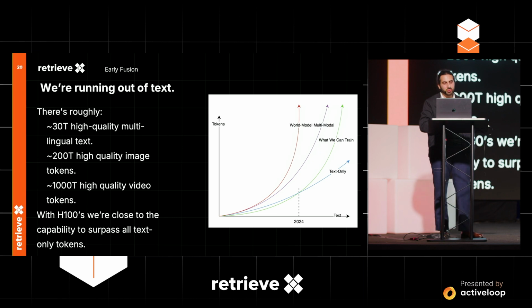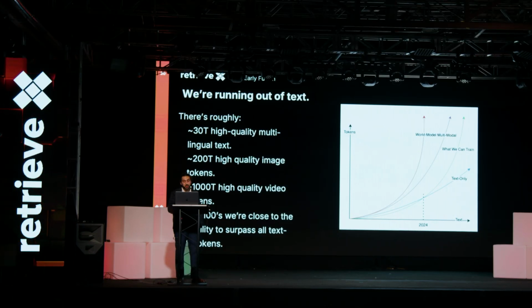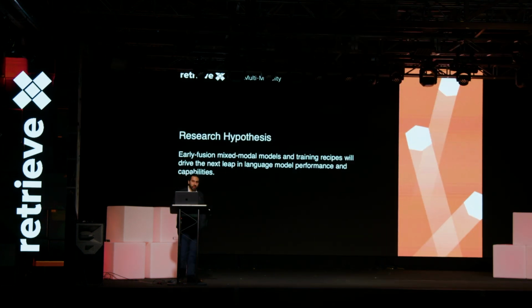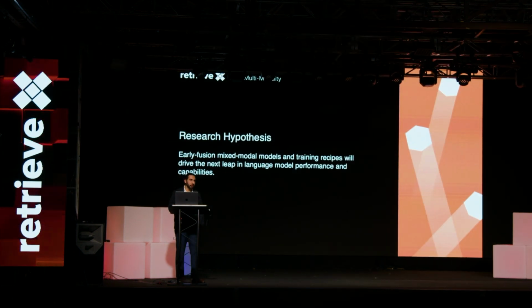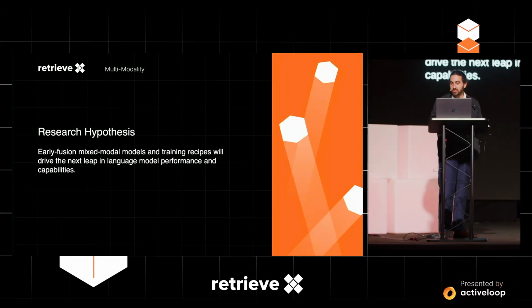And so the very fundamental question that we asked is that we have these very core recipes for training on text that scale very, very well, but we actually have no idea how to train multimodal models. And this is essentially what our team focused on. Two years ago, we had this research hypothesis that these early fusion multimodal models, and we'll get into what that means very soon, and their training recipes will be the next step level change that we see in language model performance. So this was a hypothesis that we had 2 years ago, and we've been working on this since.